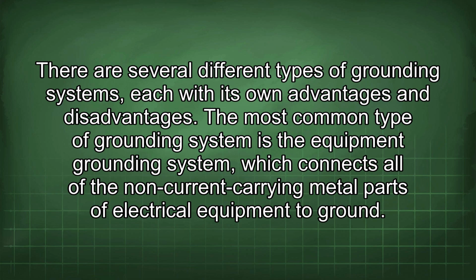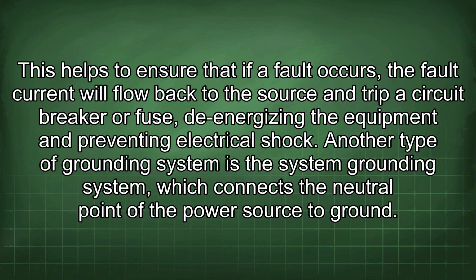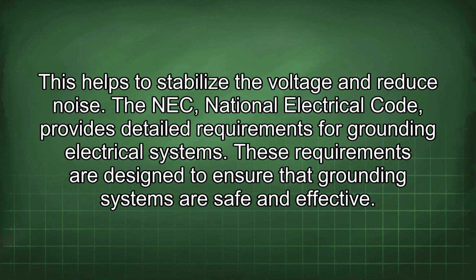The most common type of grounding system is the equipment grounding system, which connects all of the non-current carrying metal parts of electrical equipment to ground. This helps to ensure that if a fault occurs, the fault current will flow back to the source and trip a circuit breaker or fuse, de-energizing the equipment and preventing electrical shock. Another type of grounding system is the system grounding system, which connects the neutral point of the power source to ground. This helps to stabilize the voltage and reduce noise.